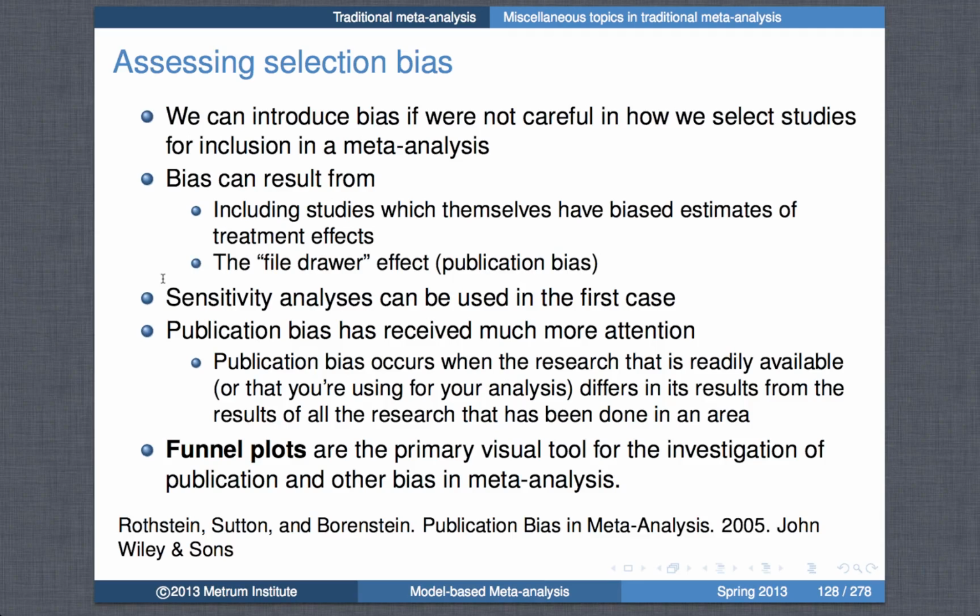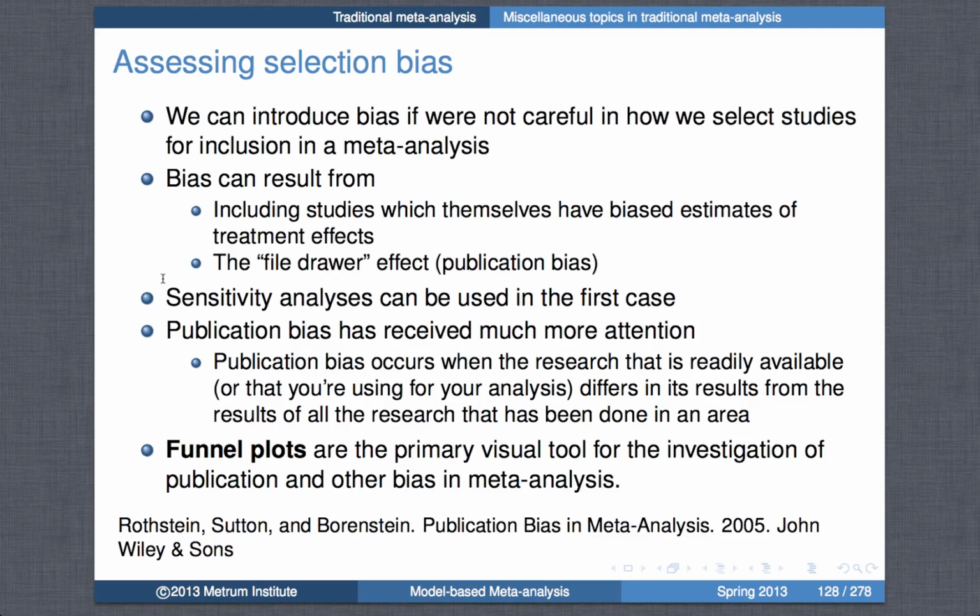In terms of how to ascertain these sorts of bias, if we suspect there's some biased reporting in a particular study, we can look at running the analysis with and without that study or a collection of studies. So in that sense, we're doing a sensitivity analysis. That particular issue hasn't really received a whole lot of attention in the meta-analysis literature. What has received much more attention is the notion of publication bias and ways to ascertain publication bias.